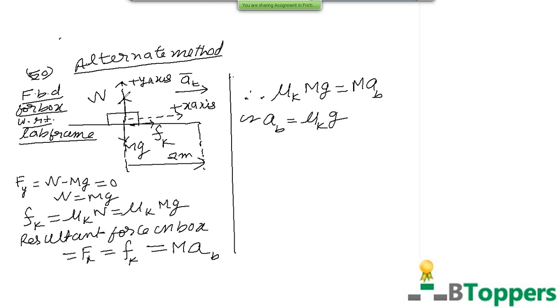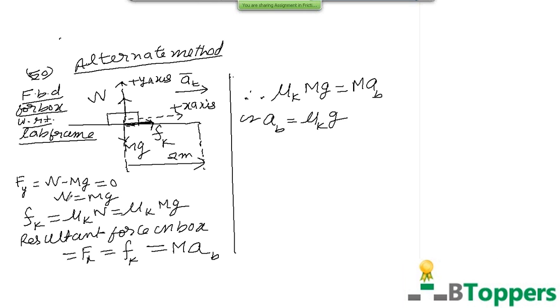The weight mg of the box acts downwards, and the normal reaction acts vertically upwards. As explained in the previous method, the acceleration of the table is directed towards the right side. So when the acceleration of the table is directed towards the right, the force of friction on the table by the box acts towards the left. The force of kinetic friction on the box by the table acts towards the right, which means with respect to the laboratory frame, the box is also moving towards the right. So Fk is the magnitude of kinetic friction on the box by the table, directed towards the right.